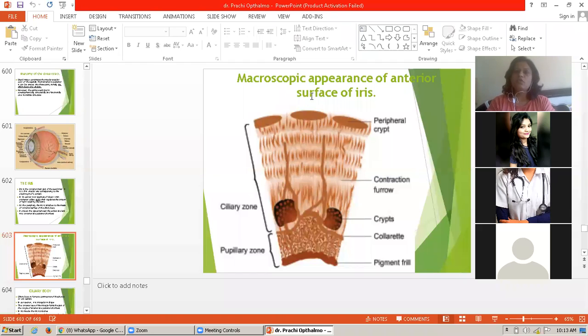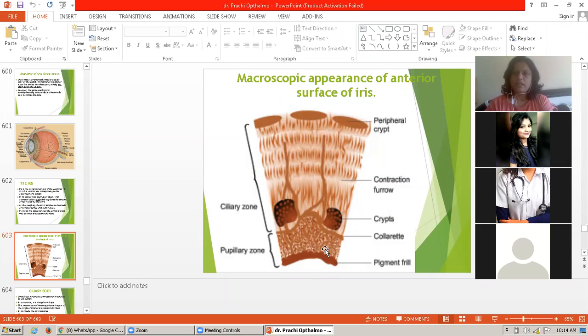When we study the microscopic appearance of the anterior surface of the iris, there is a peripheral crypt. Then there are two zones: first, the pupillary zone, and second, the ciliary zone. In the pupillary zone, there is a pigment frill at the base, then collarette, and in the ciliary zone there are the crypts. This one is the crypt, and just above that there is a contraction furrow. This is the peripheral crypt, just outside.